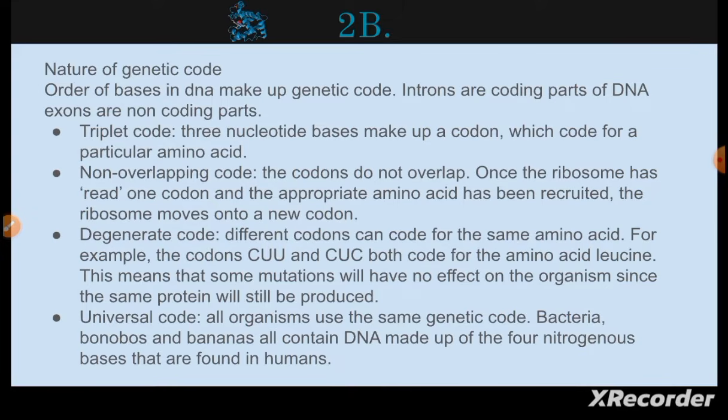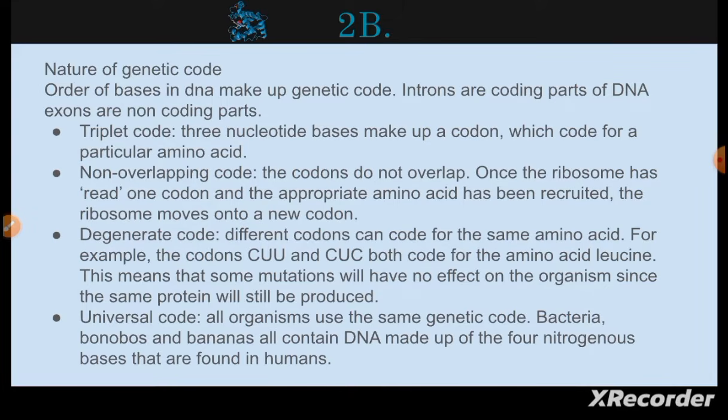It's a degenerate code, so different codons can code for the same amino acid. For example, the codons CUU and CUC both code for the amino acid leucine. This means that some mutations will have no effect on the organism, since the same protein will still be produced. Since the genetic code is degenerate, that's a huge advantage for living organisms, since silent mutations can happen with no effect whatsoever.